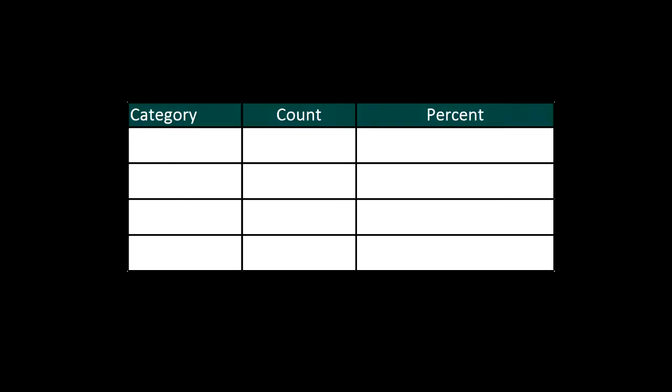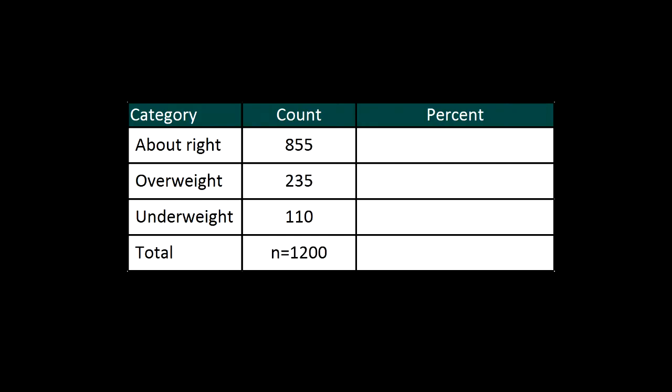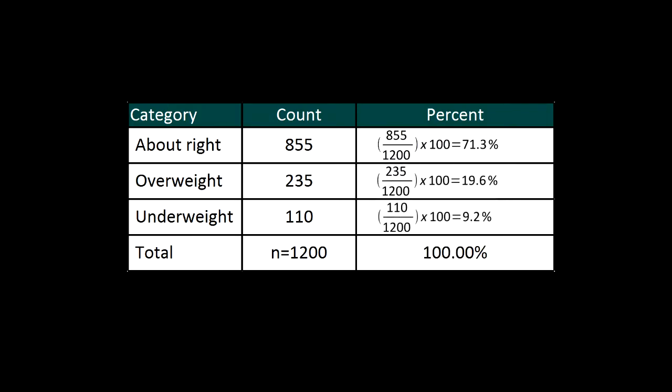In order to summarize the distribution of a categorical variable, we first create a table of the different values or categories the variable takes. How many times each value occurs, which is the count, and more importantly, how often each value occurs, which is expressed by converting the counts to percentages.